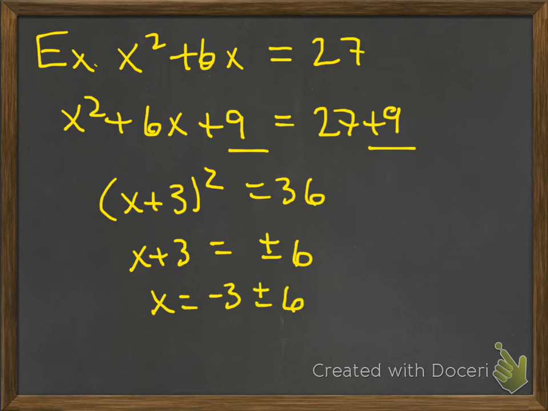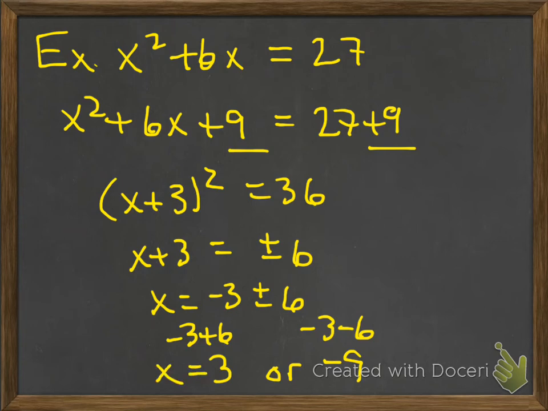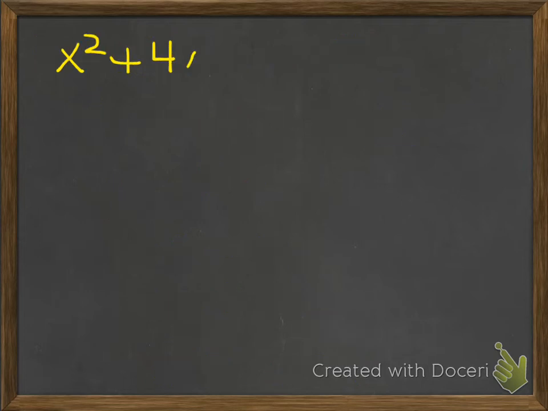And if it's like this, you can actually write it out: negative 3 plus 6, negative 3 minus 6, to get negative 9 or positive 3. X was equal to either one of those. Again, if you have questions on that, feel free to ask. Send it through Edmodo.